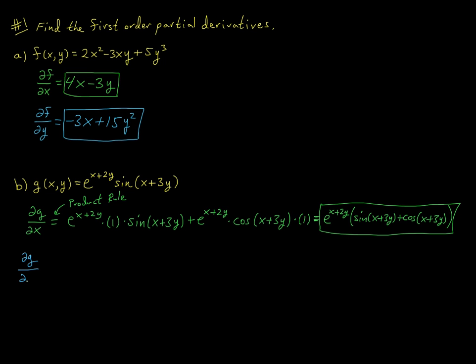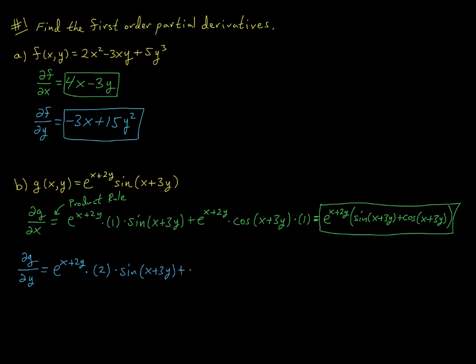So partial g, partial y. So this again, just want to use the product rule. So we'll do the derivative of the first term. So that's the derivative of the exponential, which will be the exponential itself times the derivative of x plus 2y with respect to y now. So that's just going to give us a 2. And then I'm going to multiply that with the second term, which is our sine term, sine of x plus 3y.